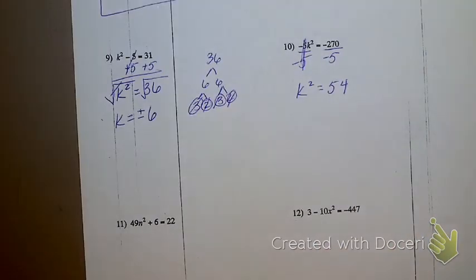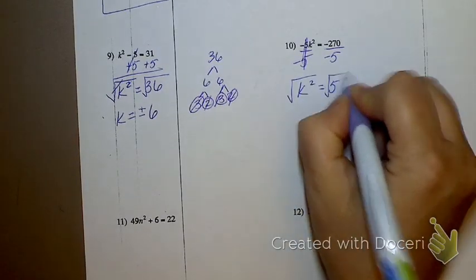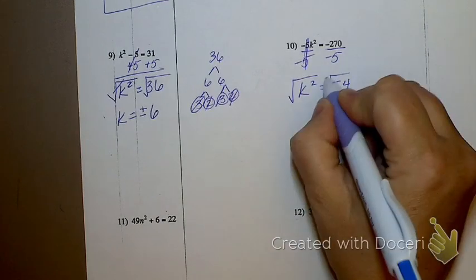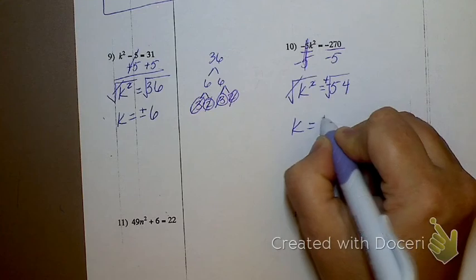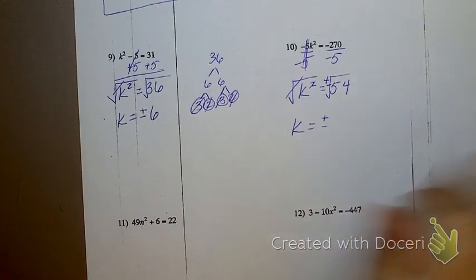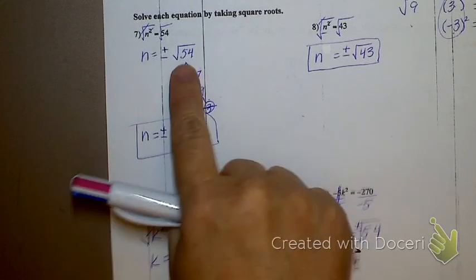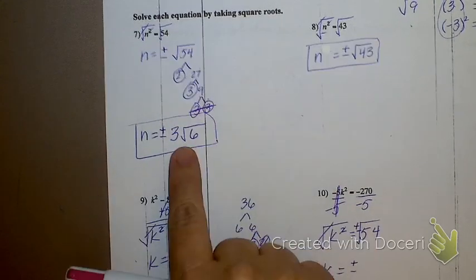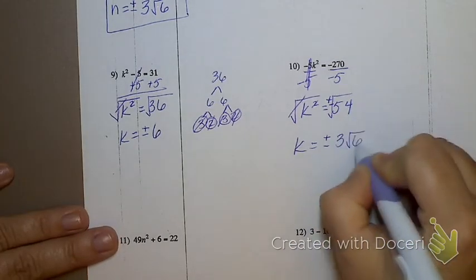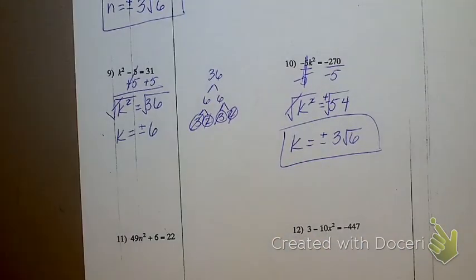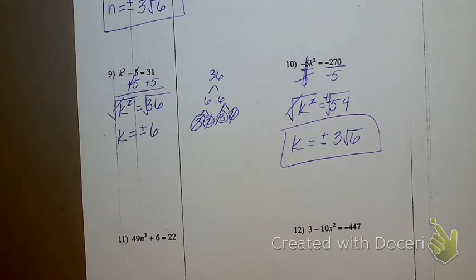So, I'm going to square root both sides, remembering what? The plus and minus. And k equals plus and minus. Now, I'm going to save myself a little time because I already did a tree for 54 right here. Remember that? So, it's going to be 3 radical 6. Could I do the tree again? Yeah. Absolutely. You're doing the same problem you already did, though. Save yourself some time.